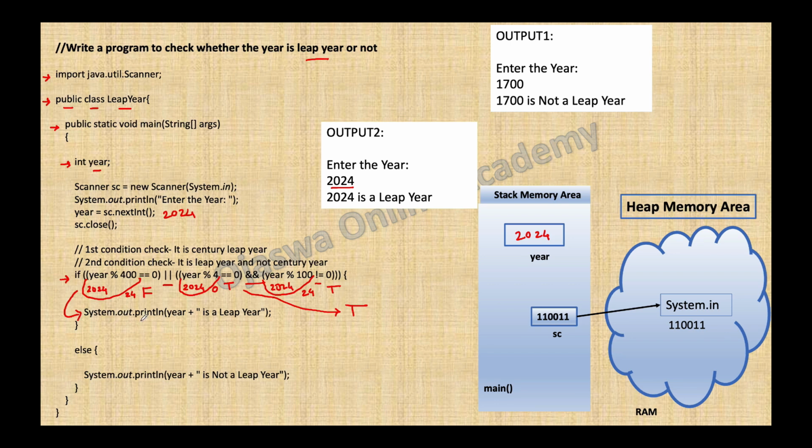So what code are we writing? System.out.println year, variable year will retrieve value 2024. "Is a leap year" inside the double quotation marks is the text to be printed to the console. And this whole output is printed: 2024 is a leap year. So this is how we check whether the given year is a leap year or not.